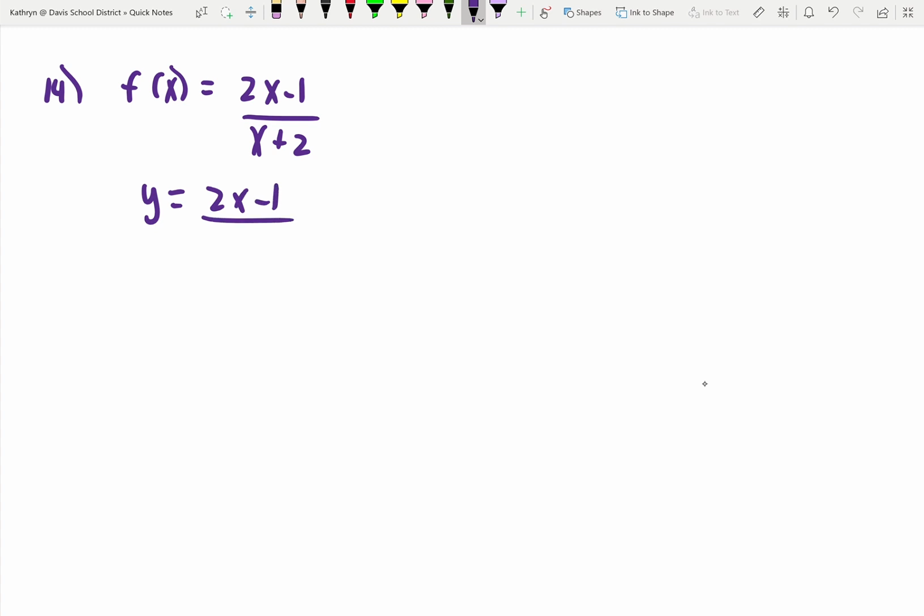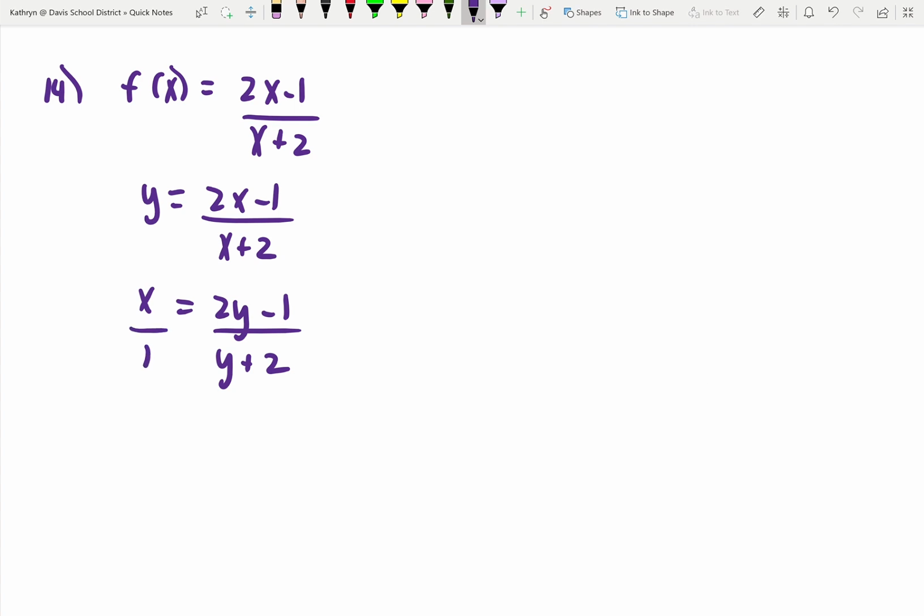Okay, so they tell us f of x is (2x minus 1) over (x plus 2). Find the inverse. So f of x is the same thing as a y. So that's really what my equation is. To find an inverse, I switch the x's and y's. So it looks like that, okay?